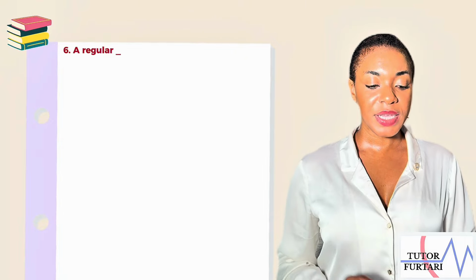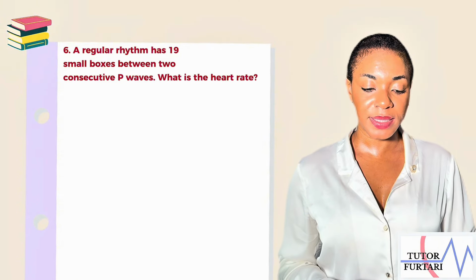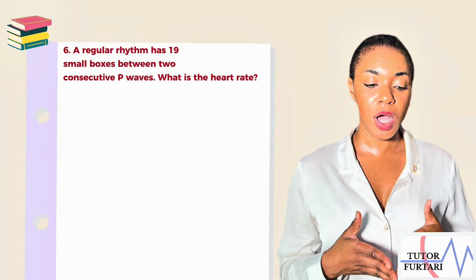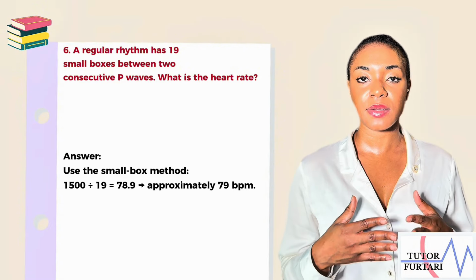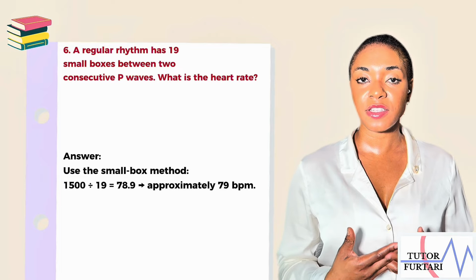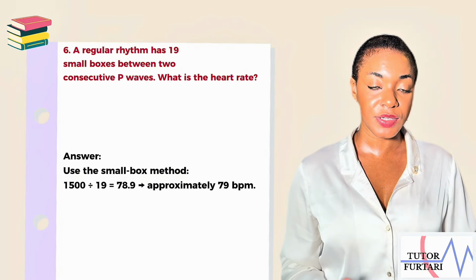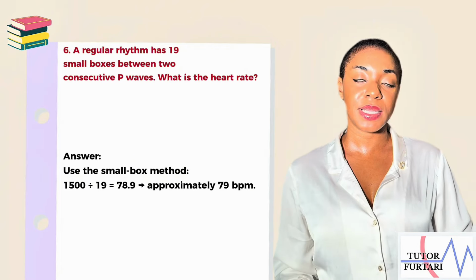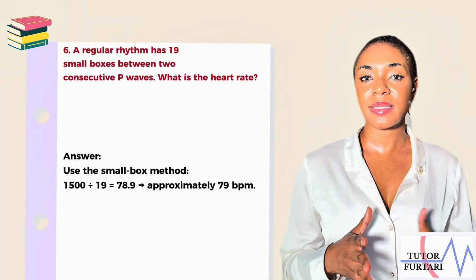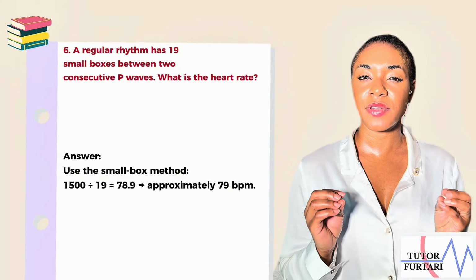6. A regular rhythm has 19 small boxes between 2 consecutive P waves. What is the heart rate? The way to measure this is we use the 1,500 method. So 1,500 divided by 19, and the answer is 79 beats per minute. Do not forget, even when there's a decimal point, because I think the answer goes like 78.7 or 8.